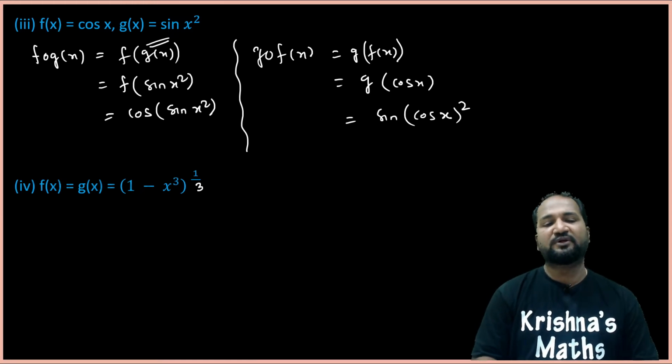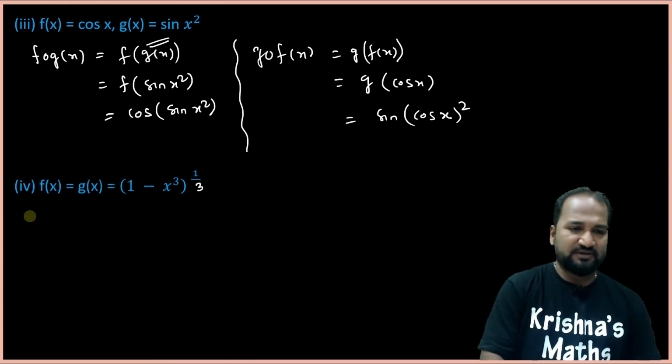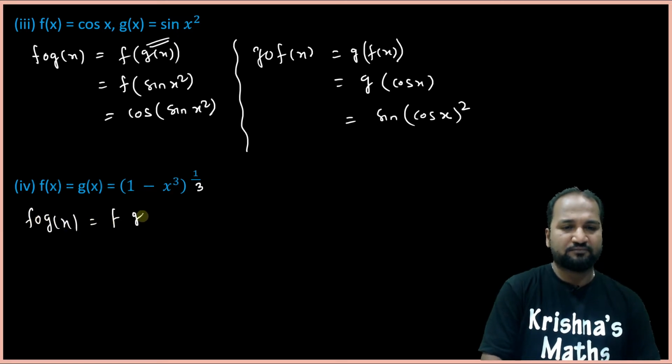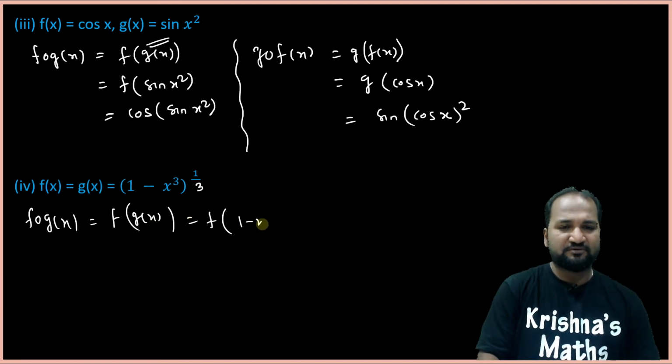Now look, fourth one: f of x equals g of x, both equal to 1 minus x cube raised to 1 by 3. Now f of g of x is equal to f of what is g of x, 1 minus x cube raised to 1 by 3.